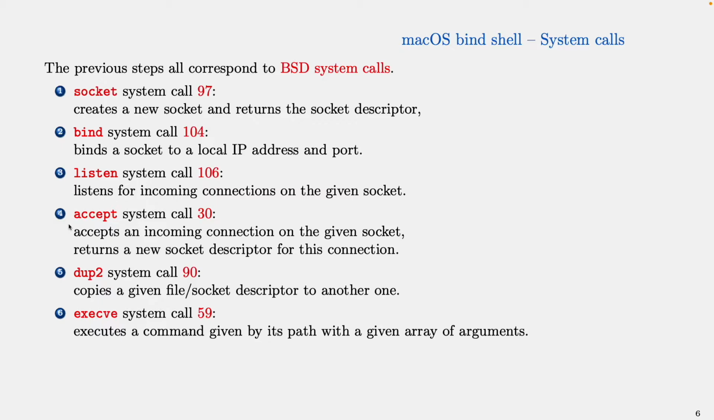Then when an incoming connection is detected, the accept system call number 30 can accept this connection and return the new socket descriptor for this connection. And to duplicate our socket or file descriptors, we use the dup2 system call number 90. And finally, to start the Z shell from its given binary path, we can use the execve system call, which is number 59.